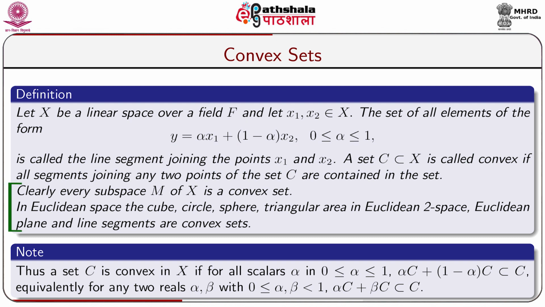Clearly, every subspace M of X is a convex set. In Euclidean space, the cube, circle, sphere, triangular area in Euclidean 2-space, the Euclidean plane and the line segments are all convex sets. Now, we take a note. Thus, a set C is convex in X if for all scalars alpha with 0 ≤ alpha ≤ 1, alpha C + (1 - alpha) C is a subset of C. Equivalently, for any two reals alpha, beta with 0 ≤ alpha, beta < 1, alpha C + beta C is a subset of C.